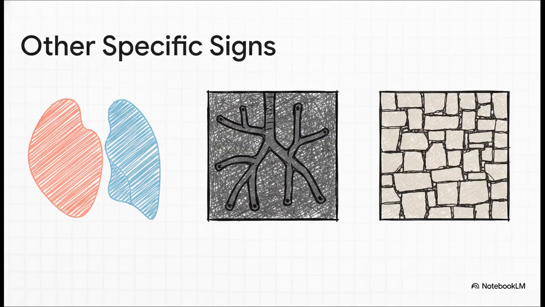And there are a few other highly specific clues you definitely want to keep in your back pocket. The silhouette sign is a great one. It's when you lose that normal lung soft tissue interface. So say you can no longer clearly see the right heart border, that tells you exactly where the infection is hiding, right there in the middle lobe. Then you have air bronchograms, which are 96% specific for an airspace process.